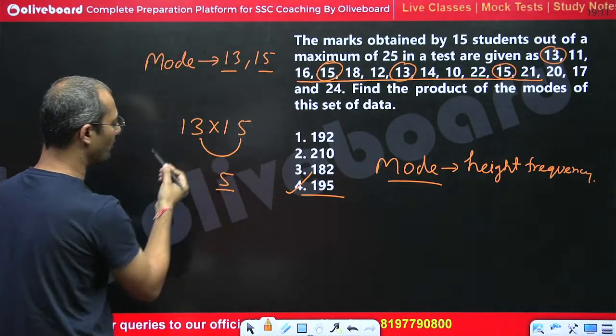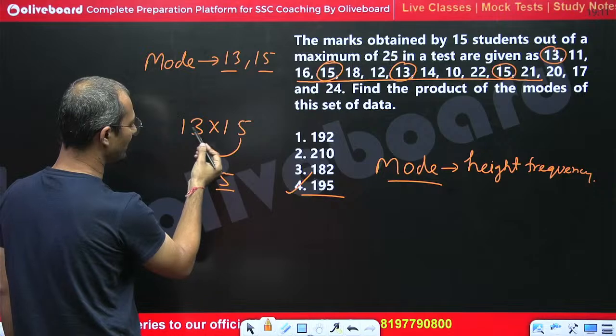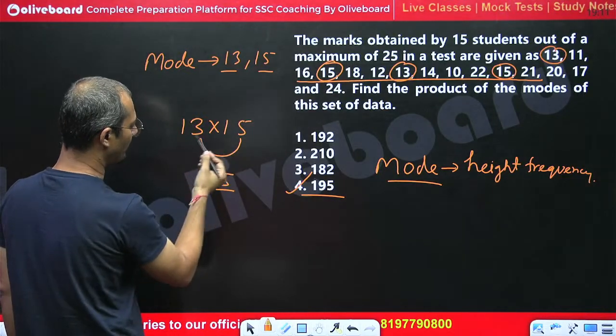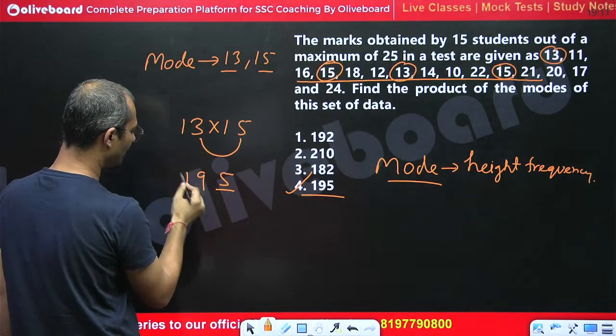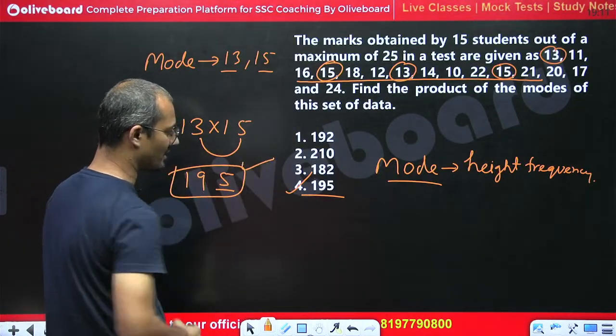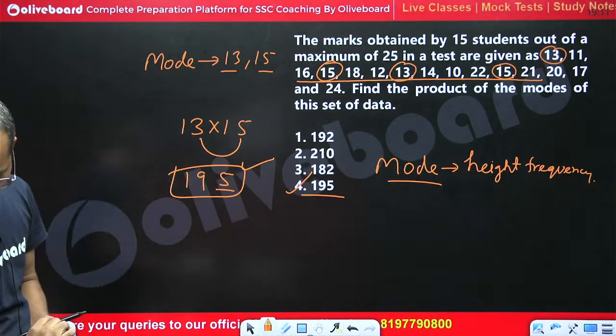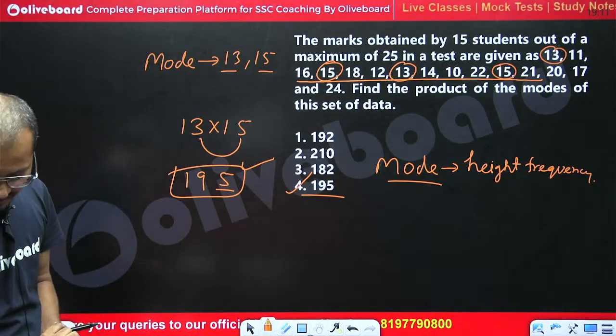If we go on multiplying, we can check 13 into 15. 15 times 3 is 45, carry 4. 15 times 1 is 15, plus 4, so 19. So 195 is the right answer. Fourth option is the right answer.